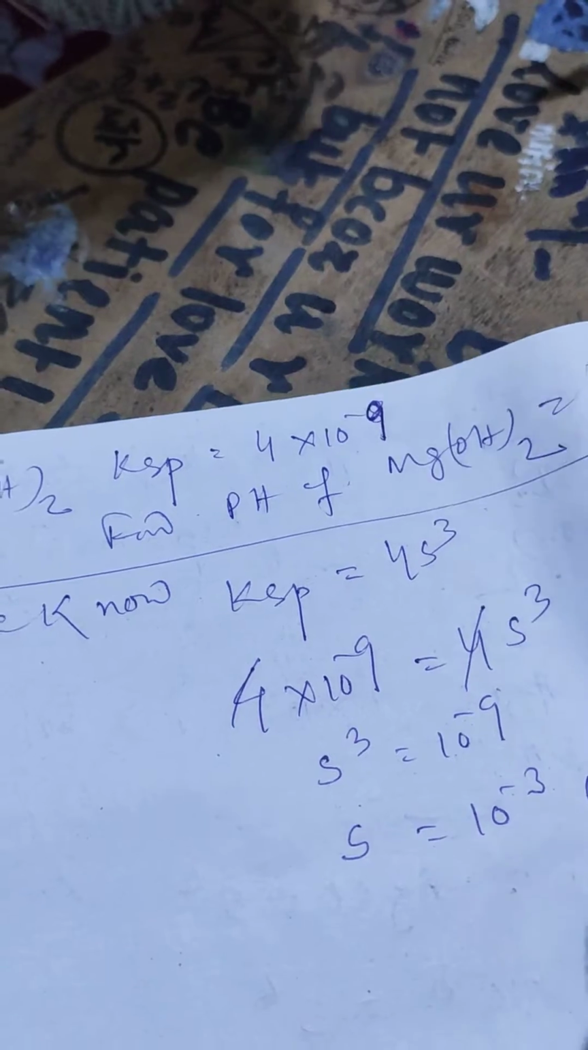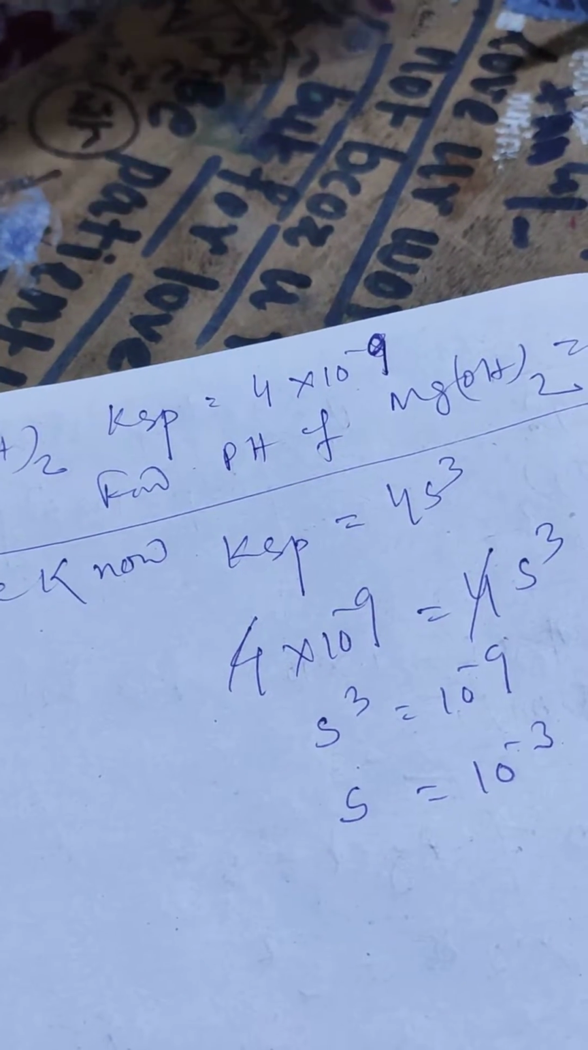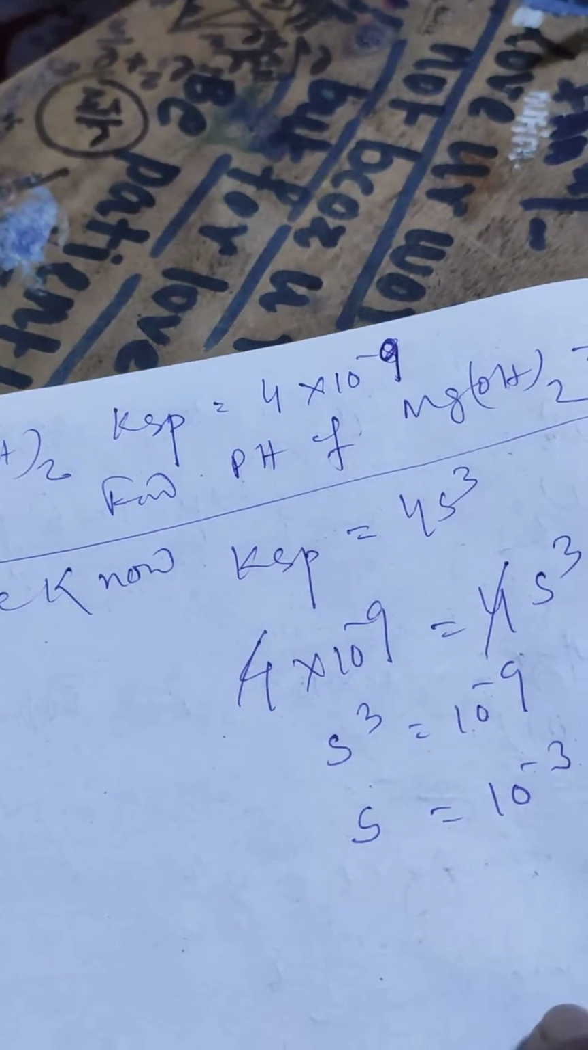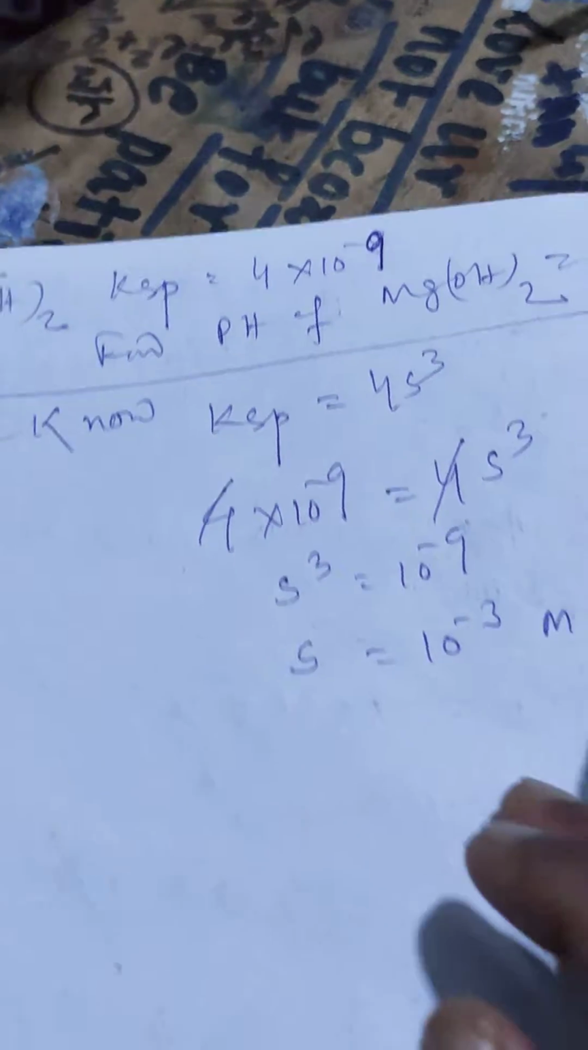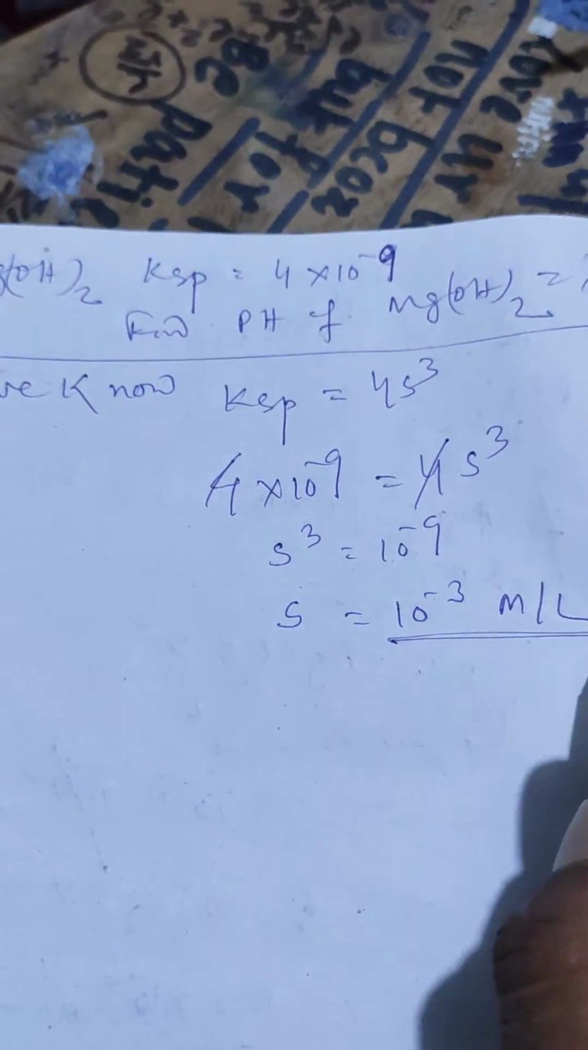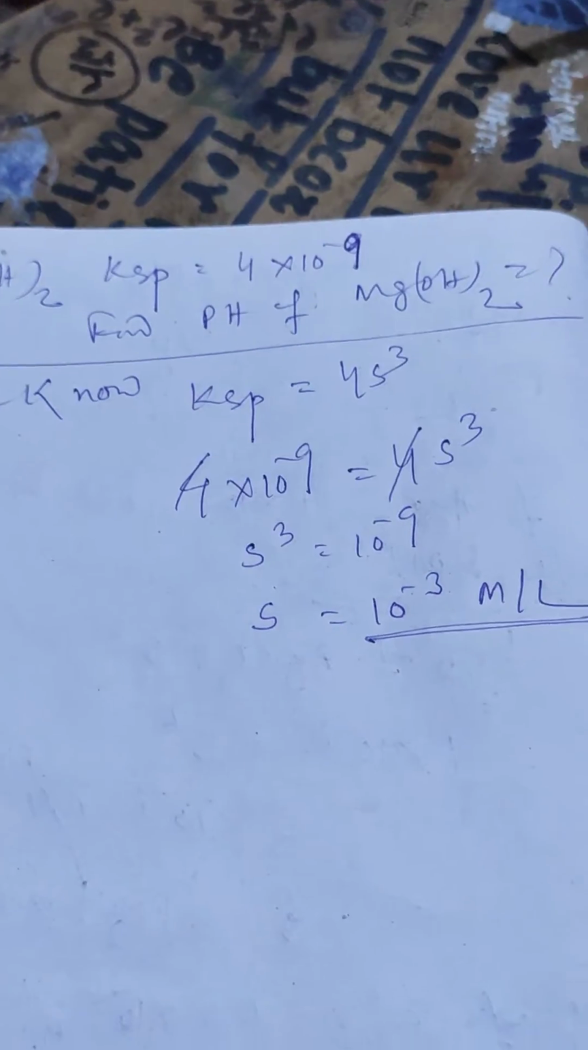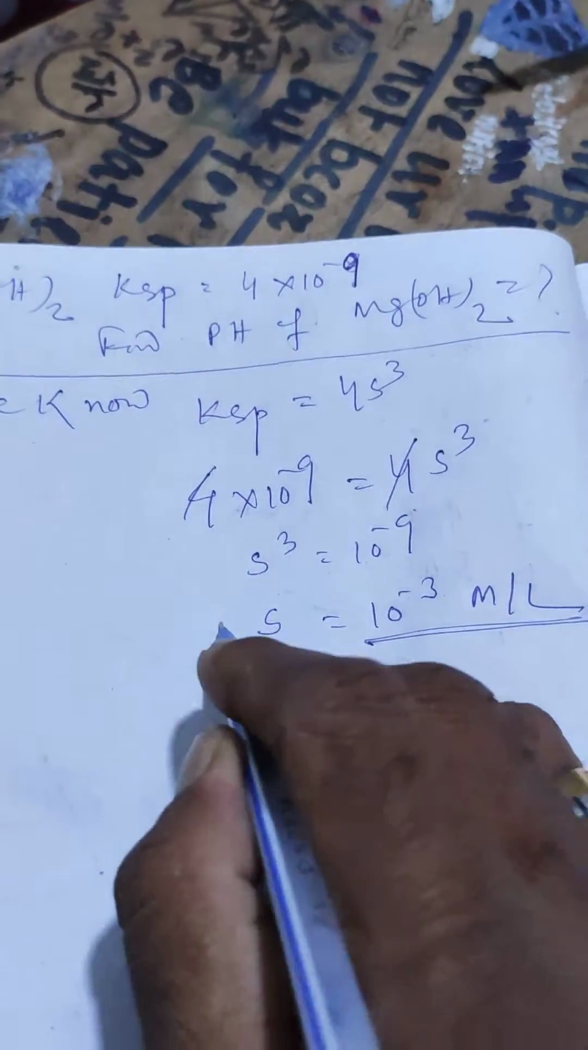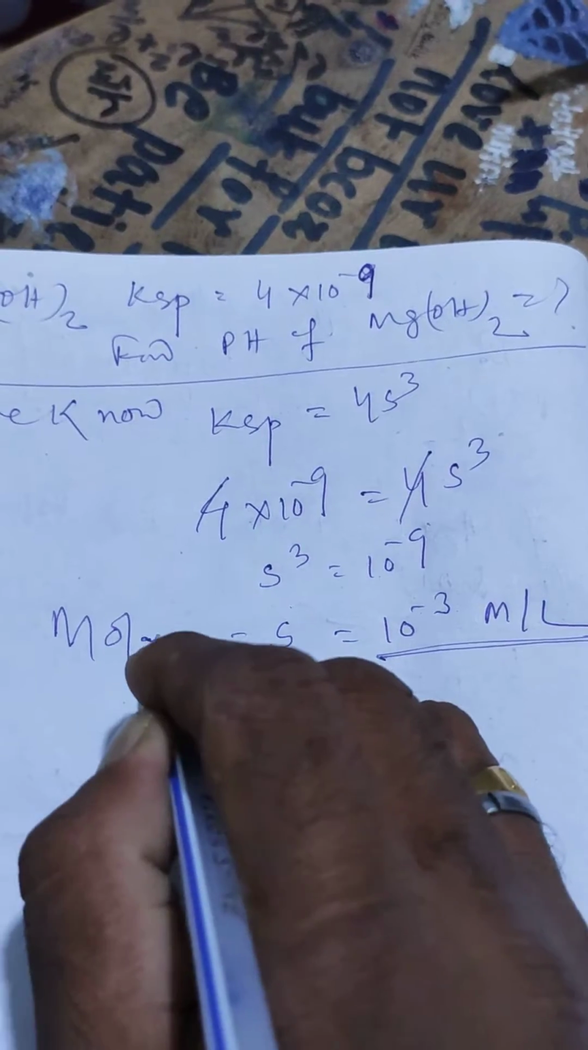So what will be the unit? The s is equal to 10 to the power minus 3 moles per liter. Are you getting my point? So this is the 10 to the power minus 3 moles per liter. That is the solubility. So the solubility is nothing but the molarity of the solution.